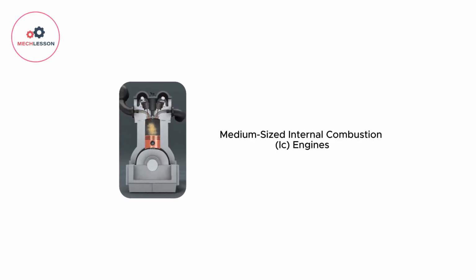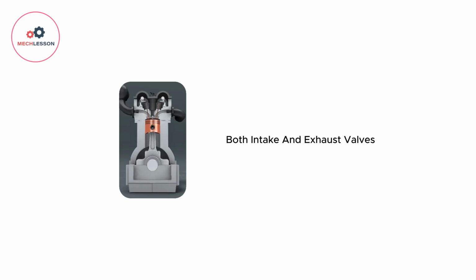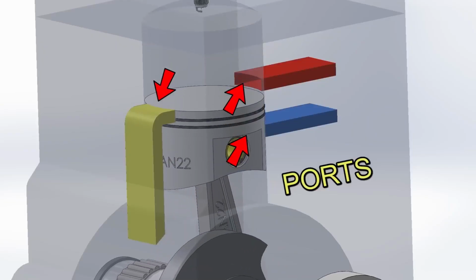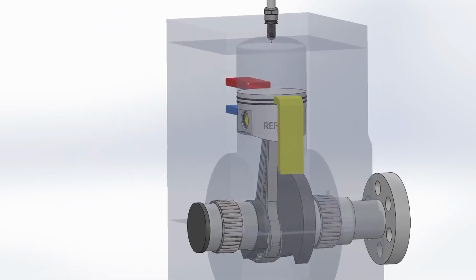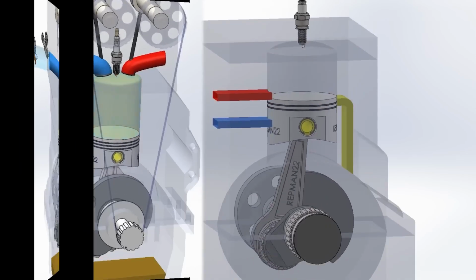Medium-sized internal combustion (IC) engines are designed with either intake ports and exhaust valves, or both intake and exhaust valves. However, smaller two-stroke petrol engines use intake and exhaust ports. This is to say they are not designed with valves.